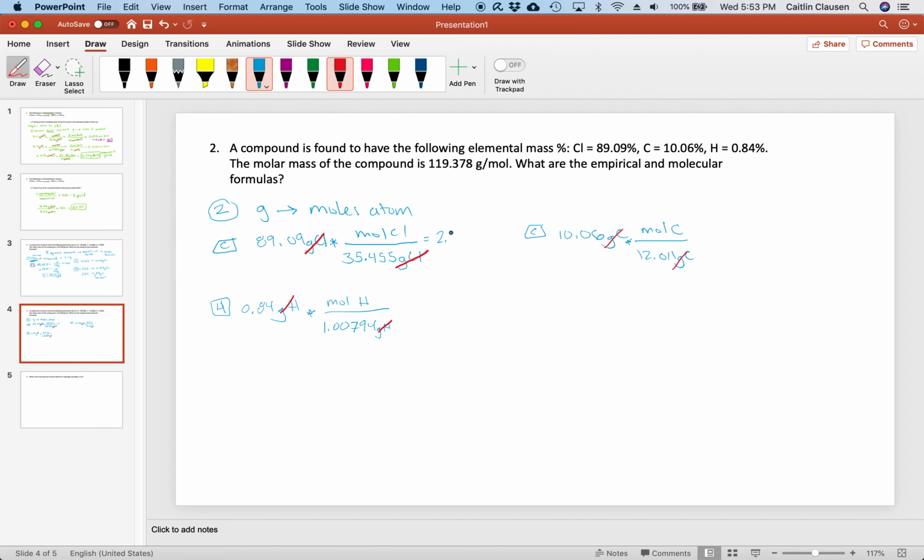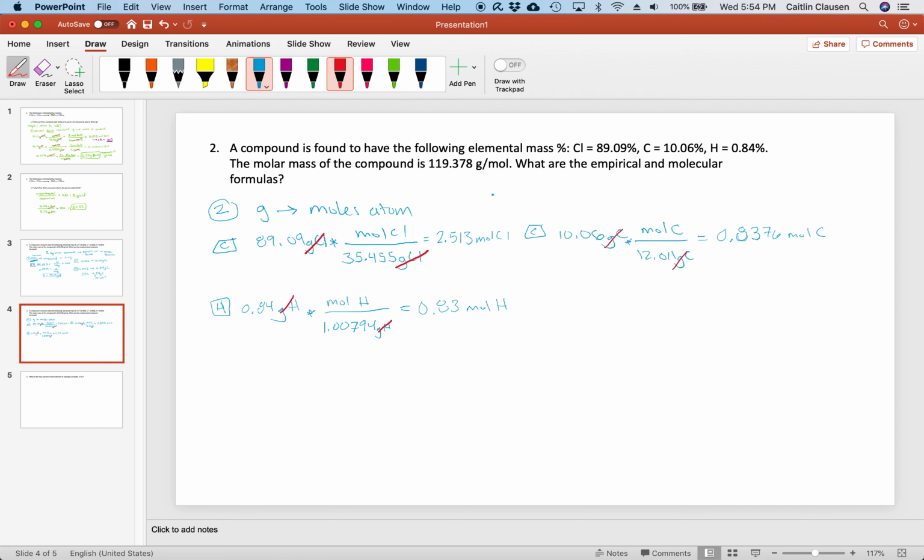2.513. Lowest number of sig figs is 4 here. 2.513 moles Cl. Lowest number of sig figs is 4 for carbon as well. So that's 0, that doesn't count. 0.8376 moles of carbon. And then the lowest number of sig figs for hydrogen is 2 from the given grams. So I get 0.83 moles of hydrogen. Alright, finish with step 2.